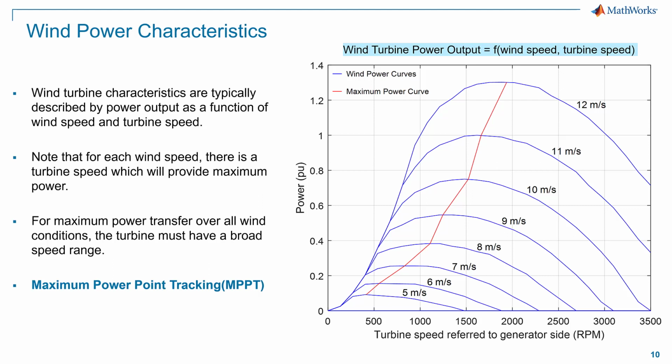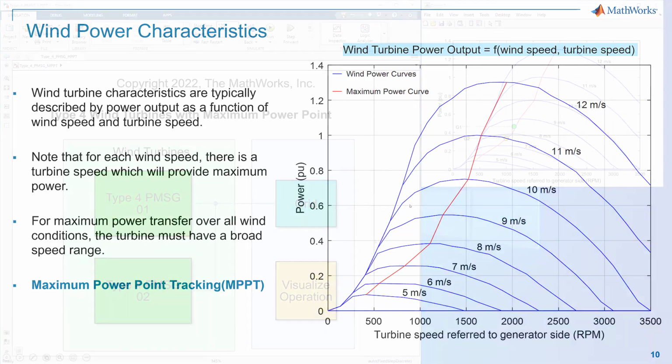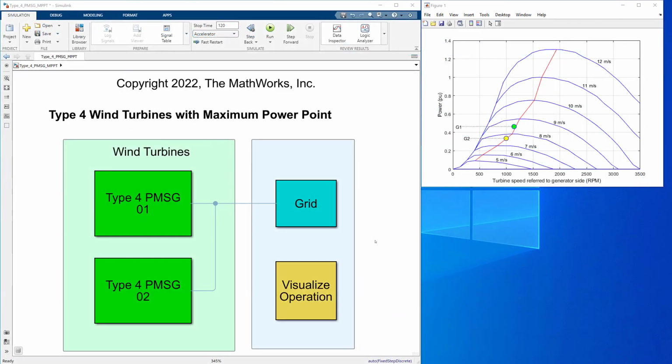Next, let's go to Simulink to see how we develop the model for the wind turbine system with maximum power point tracking. This is a model with 2 wind turbines connected to the grid for the problem of maximum power point tracking. Let's run the simulation first, and I will explain the model in a bit.